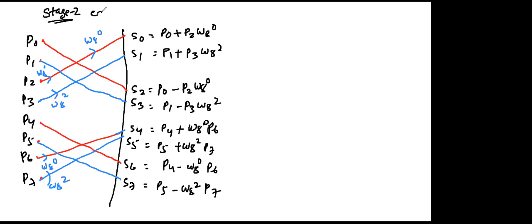Stage 2 calculation. Okay, if you know DIT, all these things you can do by yourself. I'm not doing anything new. Only remember the butterfly and the steps how I'm doing. I'm giving this 30 seconds to you people. Please note down these equations so that we will go to the final stage, that is your stage 3.